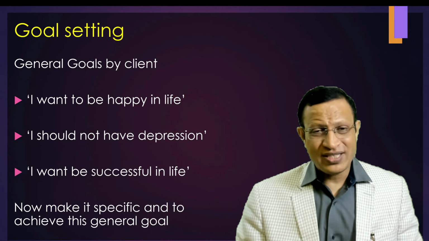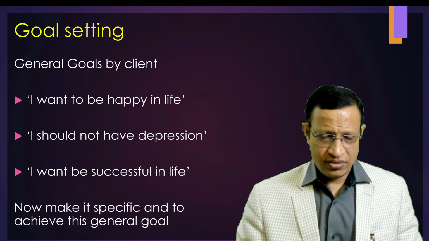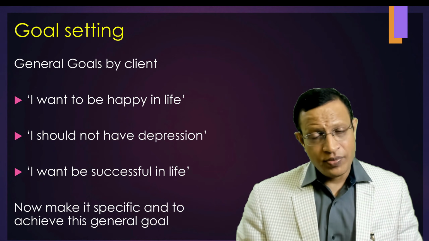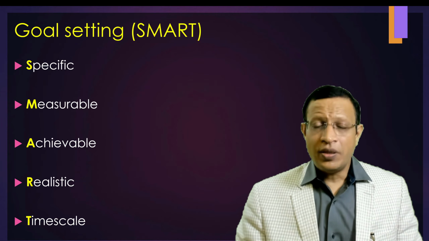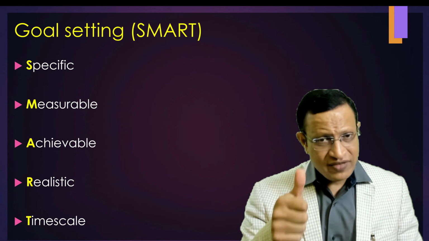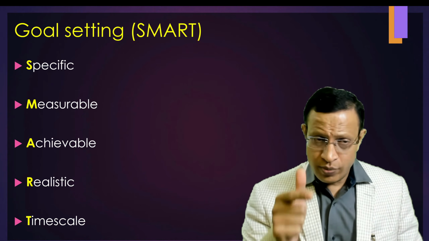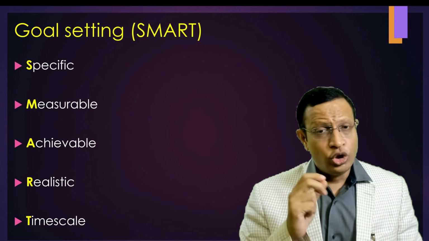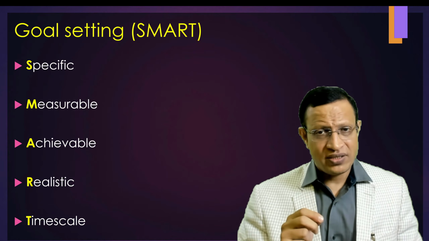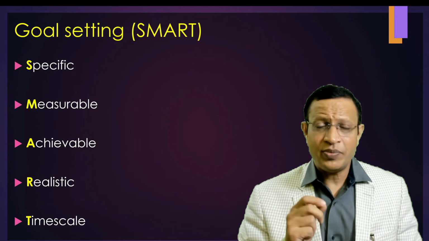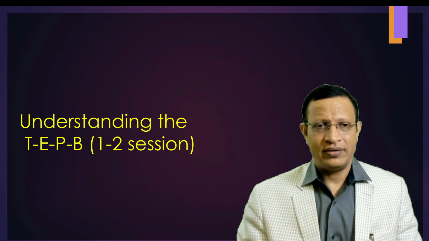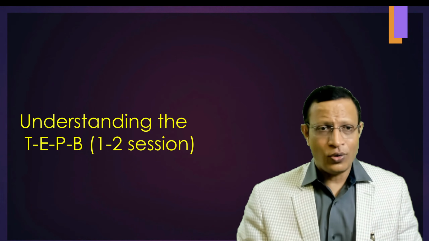These need to be broken down into simpler, specific goals. Then only you will be able to monitor them, measure them, and administer the goal settings. The best way of understanding this is SMART. They should be specific goal setting. They should be measurable. It is achievable. Don't give him a task which is very difficult to achieve. If the patient is depressed and you give a task which he cannot achieve, he will become further depressed. Hence, it is to be realistic and the time scale should be clearly determined. So SMART is the only way to go for goal setting.